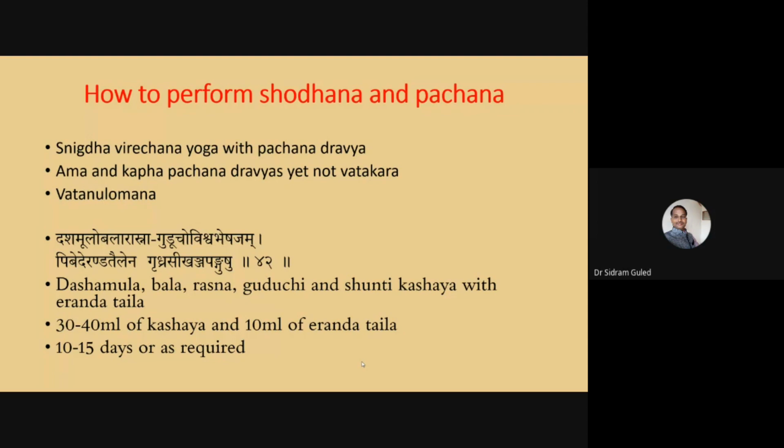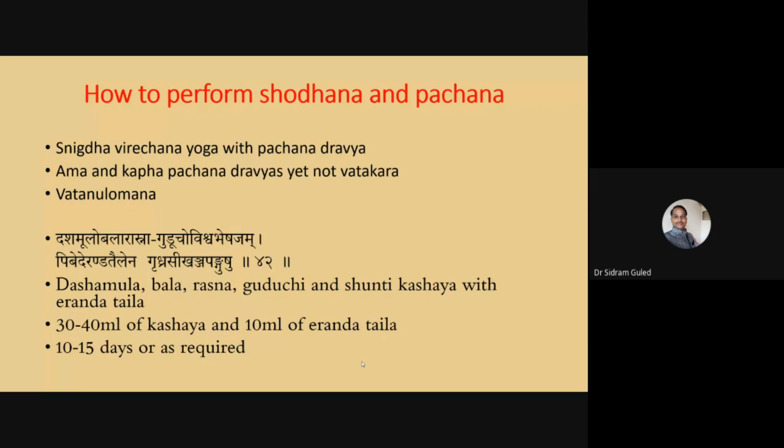How do we perform Shodhana and Pachana here? You can go for the classical way of Shodhana whenever necessary. Otherwise, the conventional method mentioned by the Acharyas will be sufficient: Snigdha Virechana yoga with Pachana Dravyas. Those Pachana Dravyas should be Ama and Kapha Pachana, yet not Vatakara, and they should be Vata Anulomana. As I was mentioning, Apana Vata, Apana Gaha, isn't it?